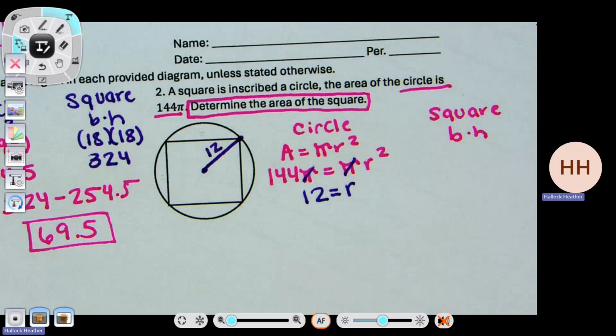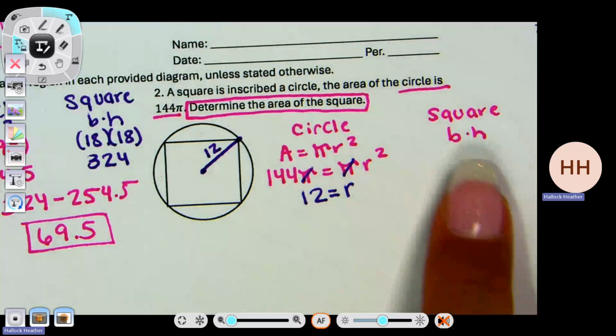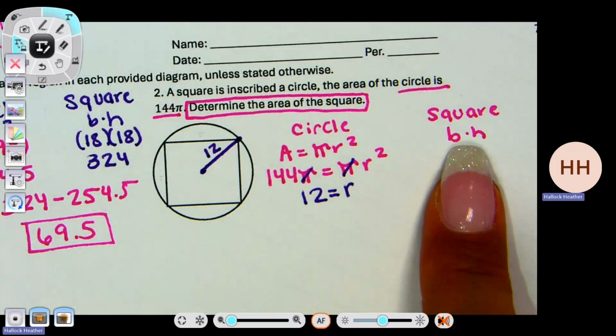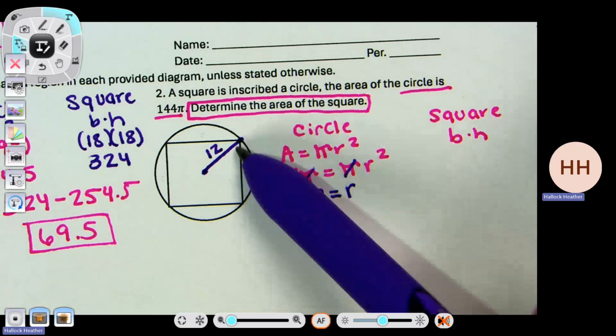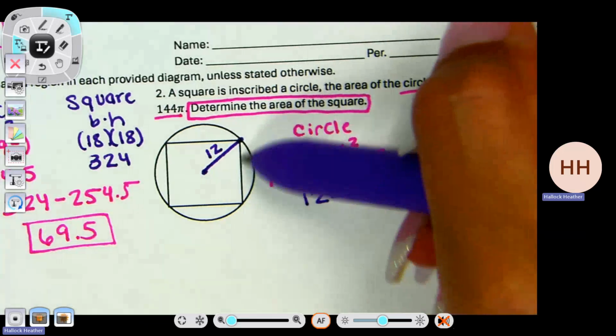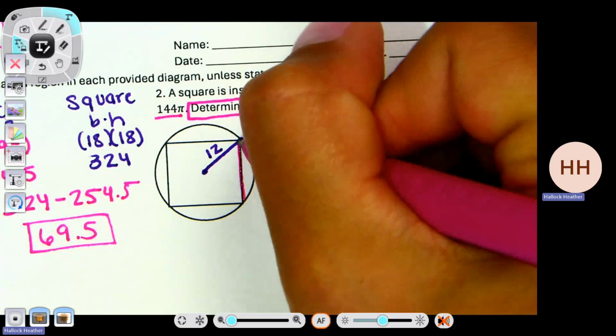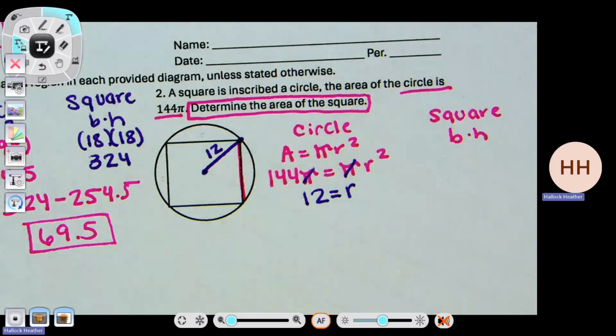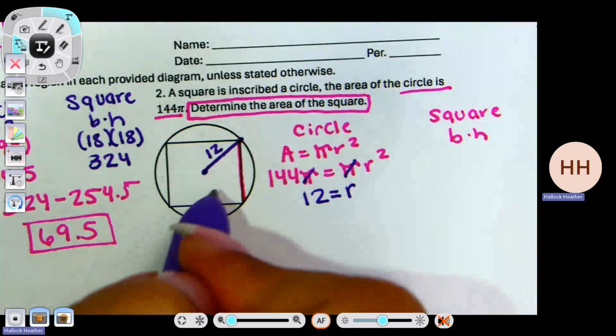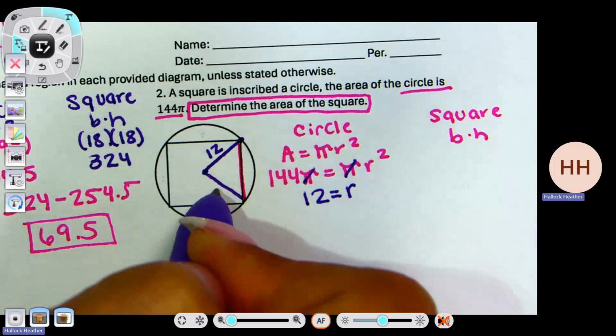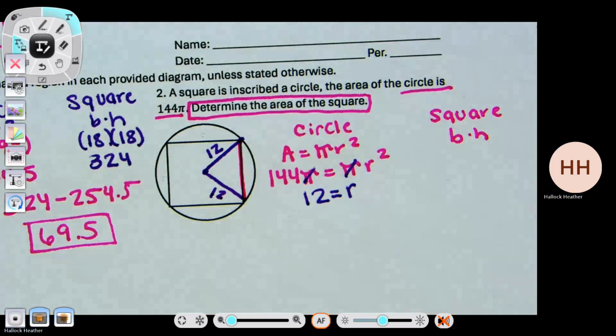Okay. I need to find the base and the height or the length and the width of the square. That does not really help me because I need this distance. So to find this distance right here, or the top or the side, because they're all the same, I'm going to put in another radius because radius goes all the way around. So I also have a radius here, which is 12. I need to find that length of the square. Does anybody think they know how? Pythagorean theorem. It's back again.